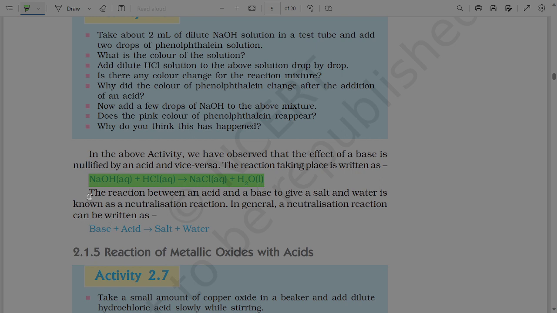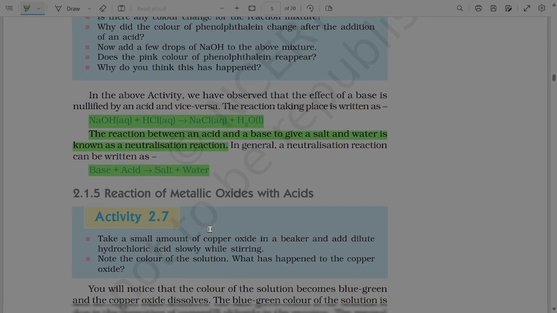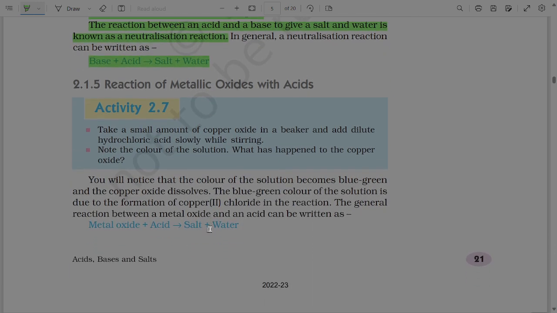So this can be termed a neutralization reaction. The reaction between an acid and a base to give salt and water is called a neutralization reaction, which can be written as base plus acid gives salt plus water.